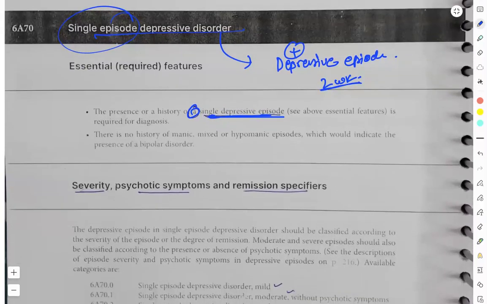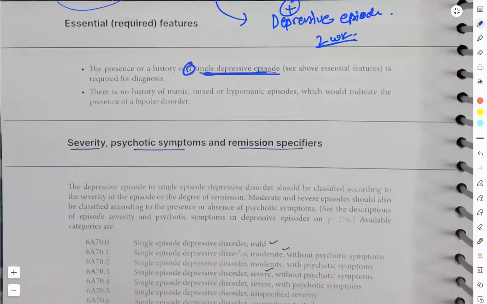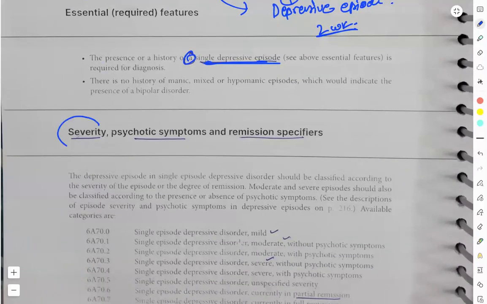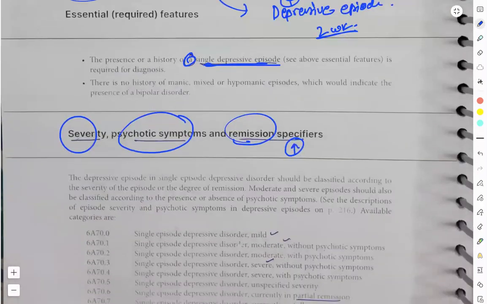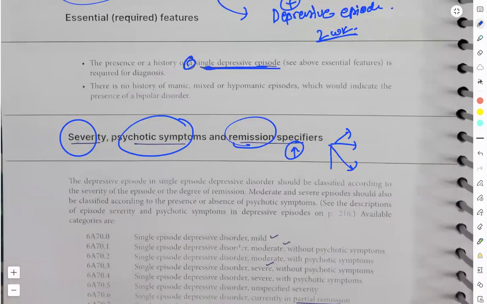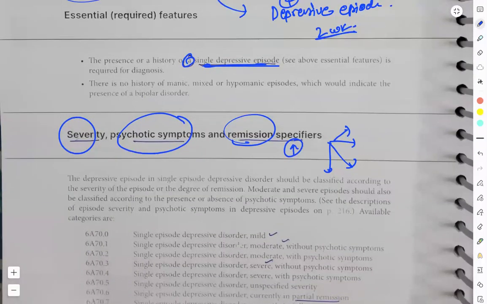And then they have specified some specifiers using the severity of the single episode of depression, whether psychotic symptoms are present or not, and the remission, whether the patient is in remission or not. So it's very similar to the ones that we have already discussed. If you remember, how are we going to segregate single episode depressive disorder? For any depressive episode, we have mild, moderate, severe, and unspecified severity, right?